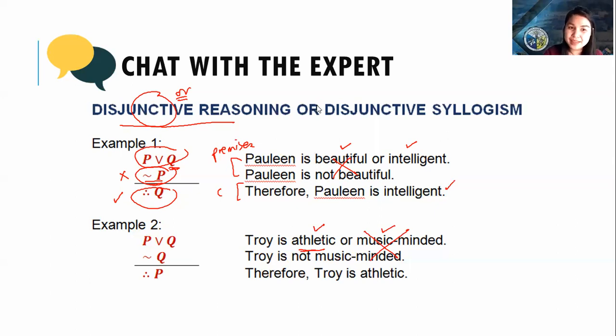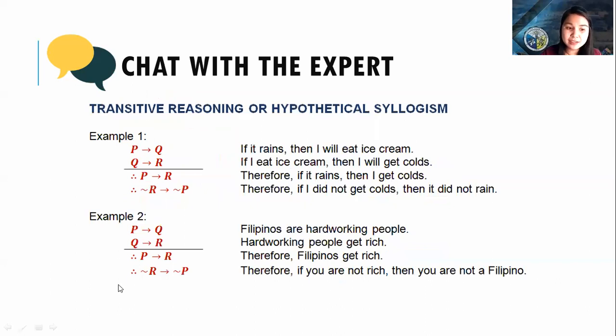Now, the next one, transitive reasoning. It says P then Q, Q then R. It looks like a cancel. Therefore, P then R. Or if you want to do the contrapositive, because remember, the conditional and the contrapositive have the same truth values, you say, not R, then not P.